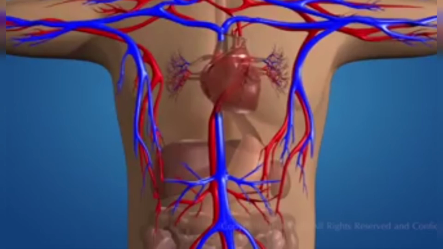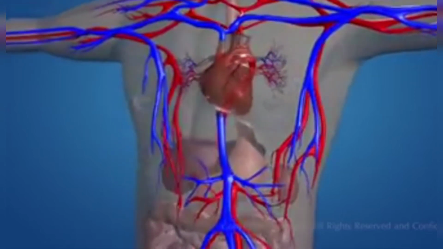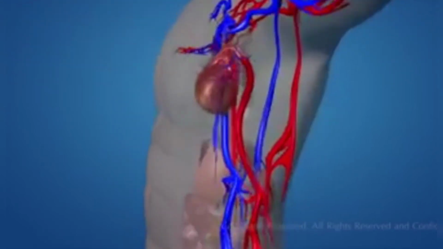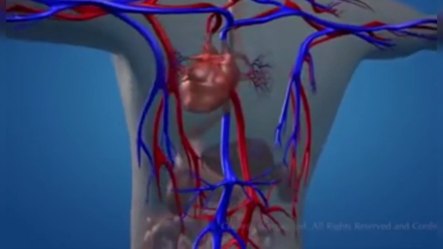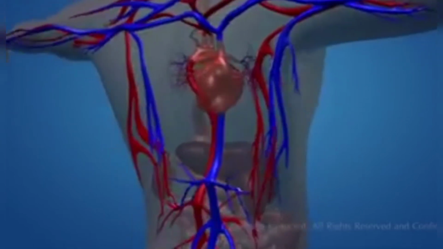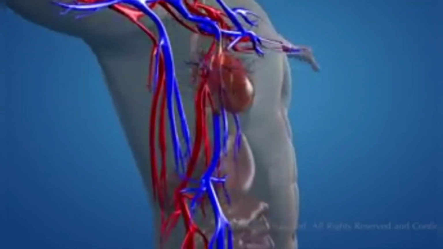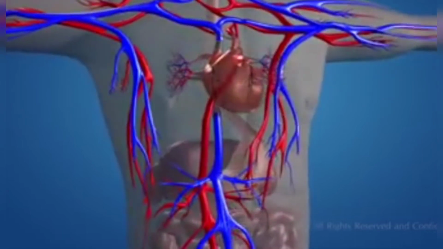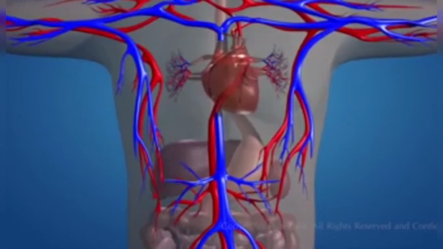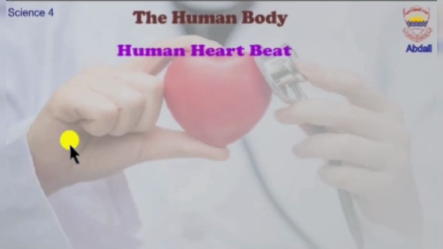Oxygenated blood and deoxygenated blood. You can see the blue veins with deoxygenated blood, while the red veins carry oxygenated blood. The red blood cells have oxygen, while the blue cells have deoxygenated blood.